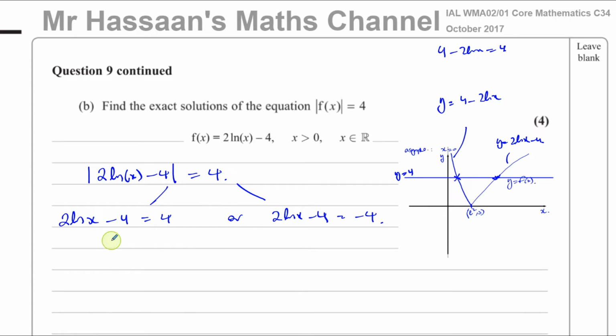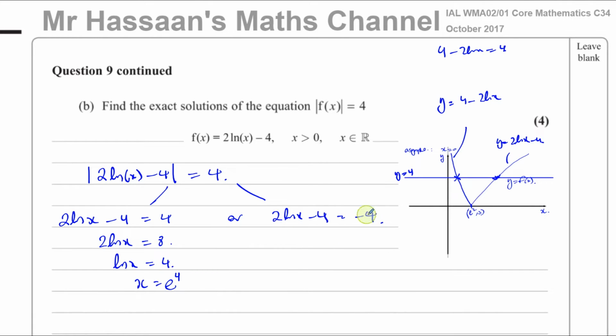So here we're going to add 4 to both sides. So we have 2 ln x equals 8. And then we divide both sides by 2. So ln x equals 4. So we can say e to the power 4 equals x. So x equals e to the power 4. You can rewrite this in index form.